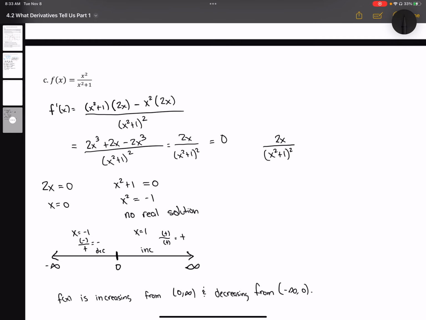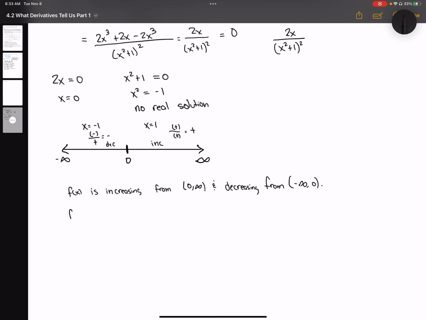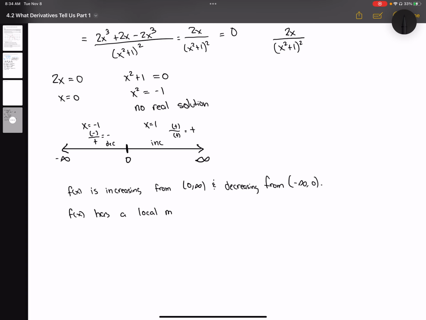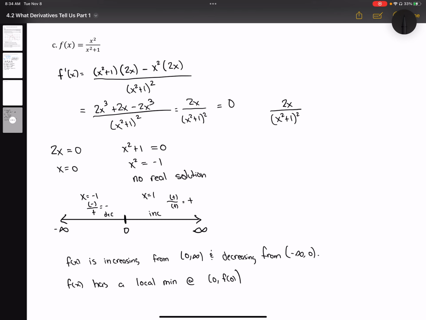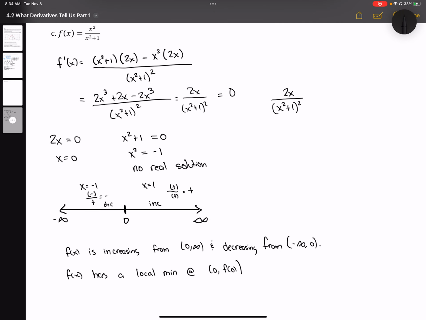All right, so let's double check our work. Our derivative is the low function times the derivative of the numerator minus the numerator times the derivative of the bottom. So that's 2x cubed plus 2x minus 2x cubed. Yeah, everything works out. And then we have f of x has only a local minimum at 0. f of 0 actually turns out to be 0 because 0 squared divided by 0 squared plus 1 is 0. Cool. So this is our video on what the graphs of derivatives tell us.